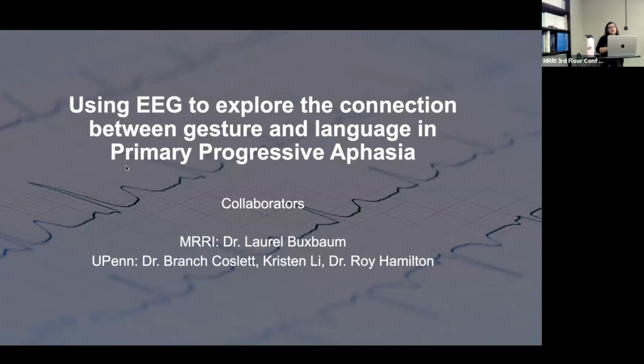So now I'd like to discuss a newer study that examines the relationship between gesture and language in primary progressive aphasia. And this is inspired by the project ongoing in post-stroke aphasia. I'm conducting this project in collaboration with Dr. Buxbaum here, and then also with Dr. Kozlet, an undergraduate RA Kristen Lee, and Dr. Wagner from FedChem.